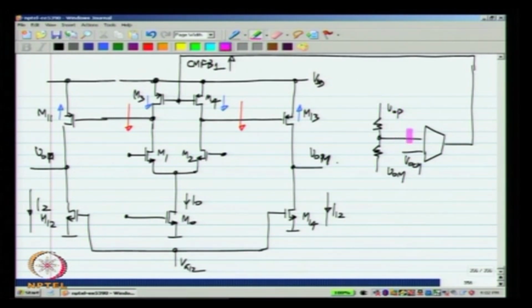Now, what happens here is that, let us say, the output common mode voltage, the average of VOP and VOM, is too high. Then the output voltage must be lowered. That means the current in M13 and M11 must reduce, which means these gate voltages must increase, which in turn means that CMFP1 must reduce.